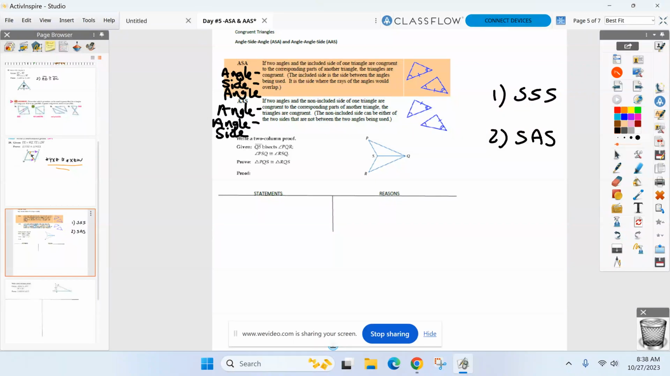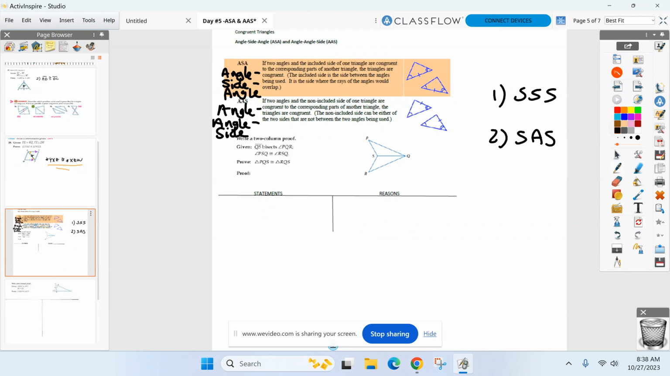Bottom line, if you have 2 angles and a side, you're good. They're congruent. It's just a matter of what method it is now. So if you have 2 angles and 1 side, you are good. You've just got to figure out what method it's going to be. So all I'm doing with you today is 2 proofs, and then you are on your own for the assignment.